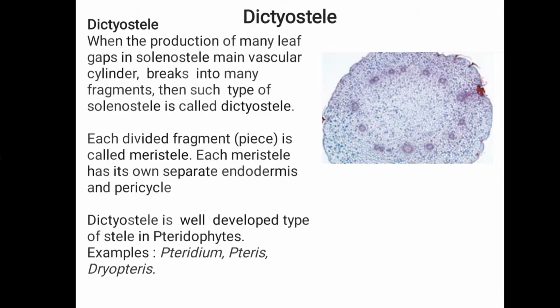The dictyostele is a well-developed type of stele in the pteridophytes. Some examples are Pteridium, Pteris and Dryopteris. It means that in the dictyostele, the fragments are arranged in this whole structure.